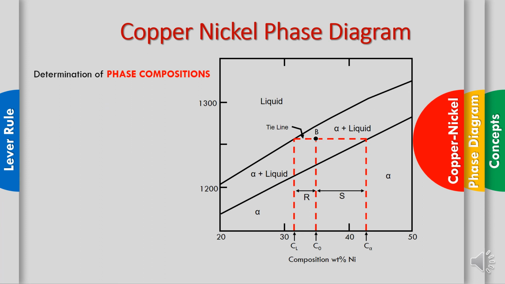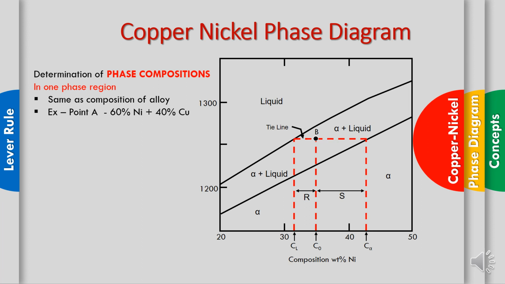Okay, for the determination of phase composition, basically in one phase region, we call it... this area is one phase region, liquid, and this area is one phase region, solid. This is a two phase region, actually alpha and liquid here. Same as composition of alloy. Let's say this one is an example of point A.